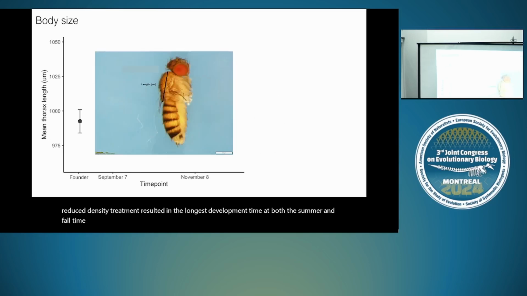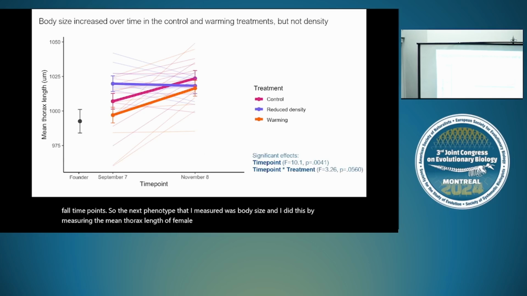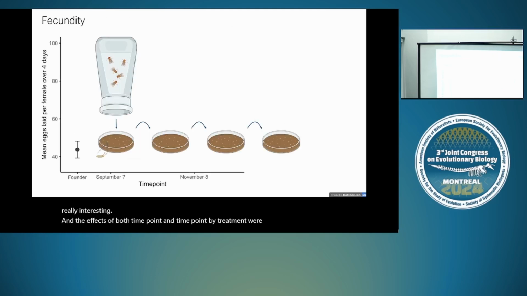So the next phenotype that I measured was body size, and I did this by measuring the mean thorax length of female flies. And I found that body size increased over time in both the control and warming treatments, but not in the density treatment, which was really interesting. And the effects of both time point and time point by treatment were significant here.